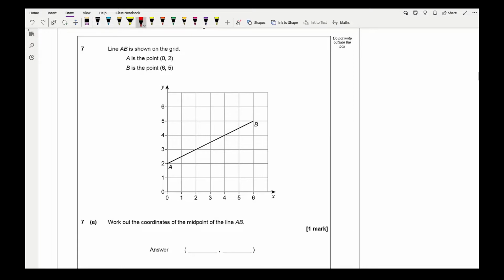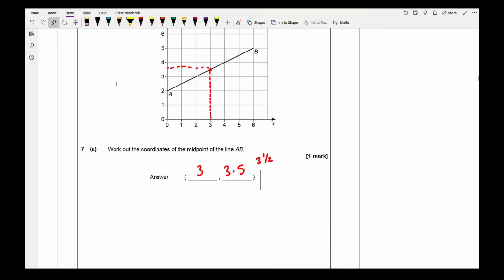Now the midpoint of this particular line is this point here. Remembering that we go across first, then up, it's going to be 3 and then 3.5. If you wrote 3, 3.5, that's absolutely fine. You're not going to lose any marks for doing that, but that is entirely up to you.